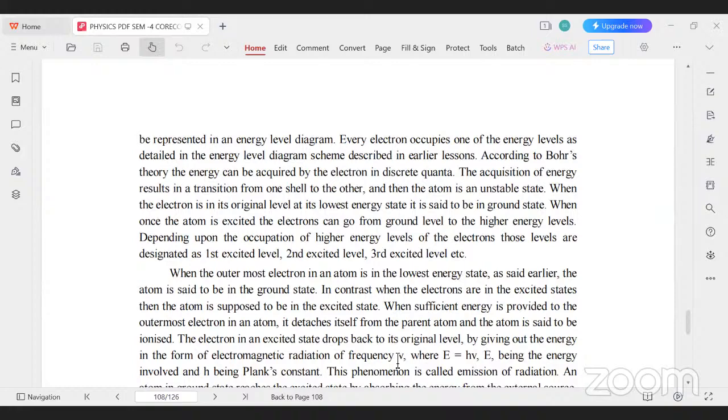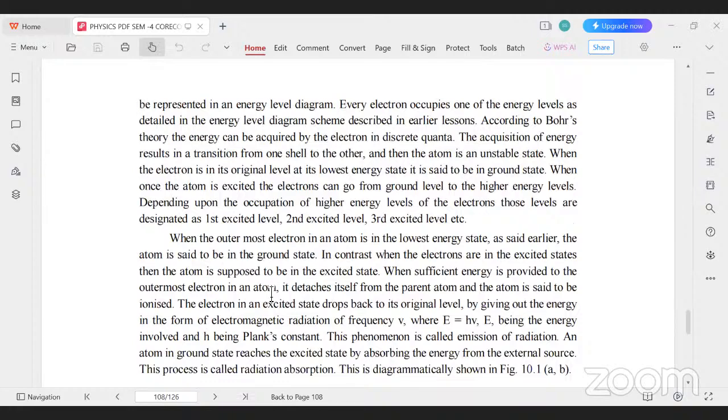When sufficient energy is provided to the outermost electron in an atom, it detaches itself from the parent atom and the atom is said to be ionized. An electron in an excited state drops back to its original level by giving out energy in the form of electromagnetic radiation. Whenever the electric field is there, the magnetic field will be perpendicular to it. The radiation is electromagnetic radiation of frequency v, where E equals hv, E being the energy transmitted, h the Planck's constant, and v the frequency.